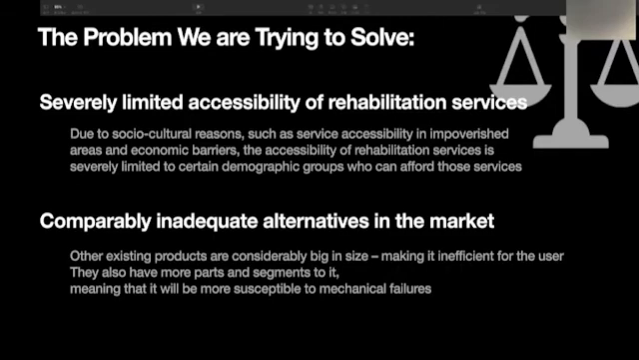accessibility of rehabilitation services. Due to socioeconomic reasons, the accessibility of rehabilitation services is limited to certain demographic groups. Also, there are comparably inadequate alternatives in the market for self-diagnostic tools. Existing diagnostic tools are considerably big in size and have more parts with segments to it, which makes the tools susceptible to mechanical failures.